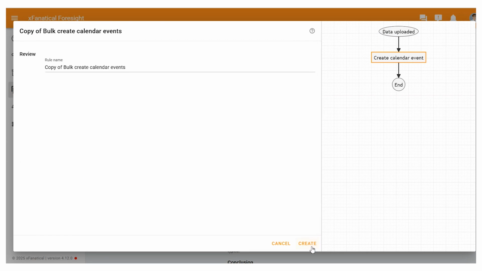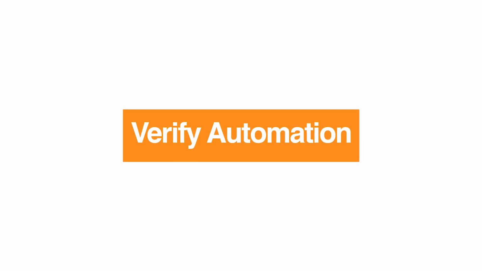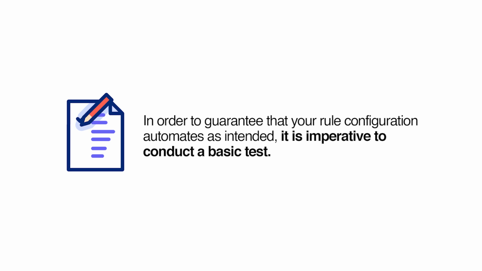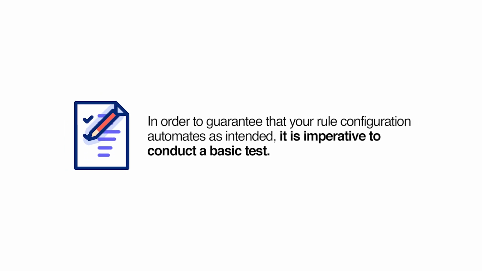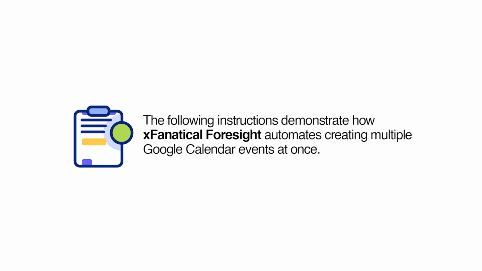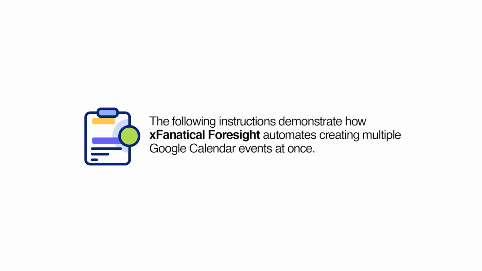Now, click Review. In the review screen, customize the automation rule name. Click Create. The rule is created in the Rules page. Verify automation. In order to guarantee that your rule configuration automates as intended, it is imperative to conduct a basic test. The following instructions demonstrate how xFanatical Foresight automates creating multiple Google Calendar events at once.